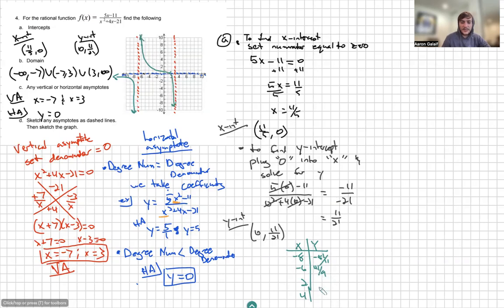Lastly, when we plug in 4, we get 9 over 11, a positive number. So we know we're on this part of the graph. And that's it. That is how you graph a rational function. Not the most fun thing in the world, but pretty straightforward if you just do what we need to do: our intercepts, our domain, and then our asymptotes, and then we just sketch the graph. If you have a specific question you'd like me to cover, please just send me an email. Other than that, I hope everyone has a great day.